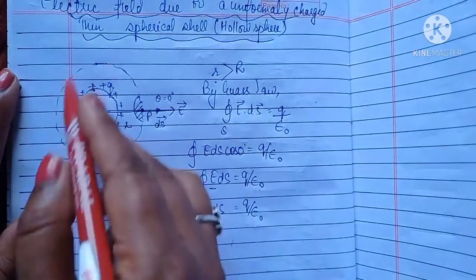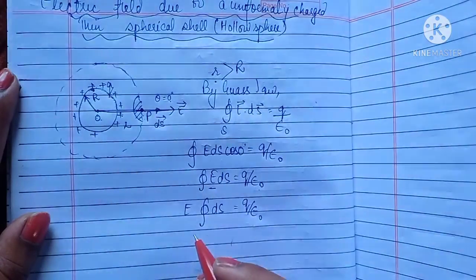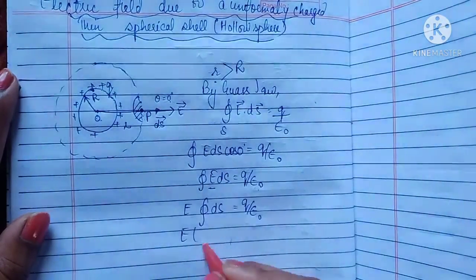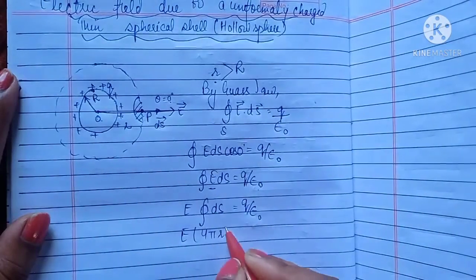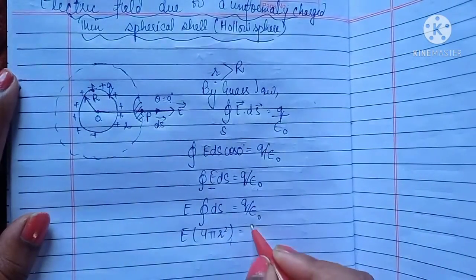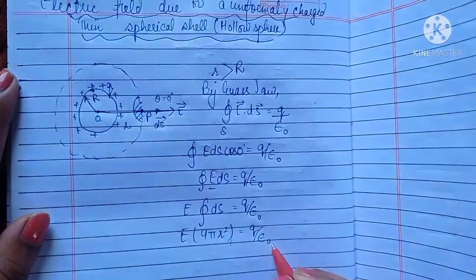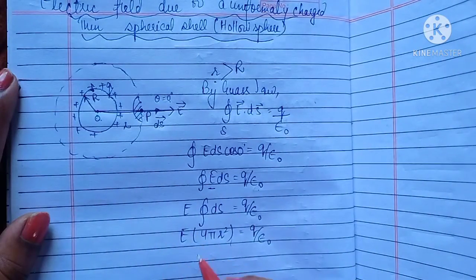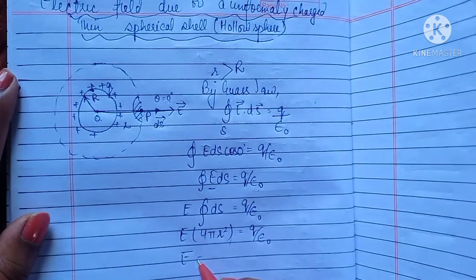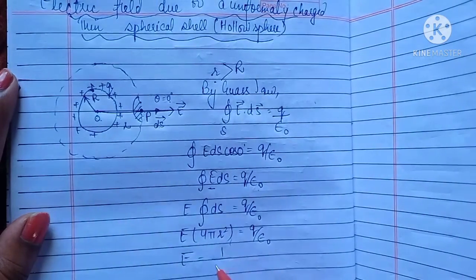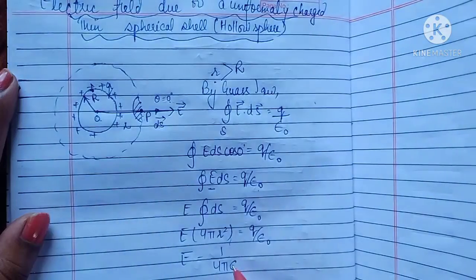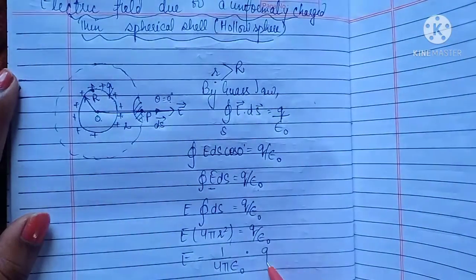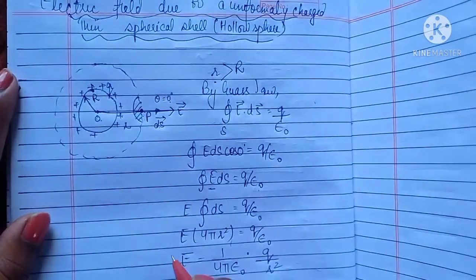Now this is a sphere, and the sphere has a surface area equal to 4 pi r square. So E times 4 pi r square equals q over epsilon naught. Now what is the electric field? Our aim is to calculate the electric field here, so the electric field remains on the left hand side and all other things are taken to the right hand side. So this is your final expression.